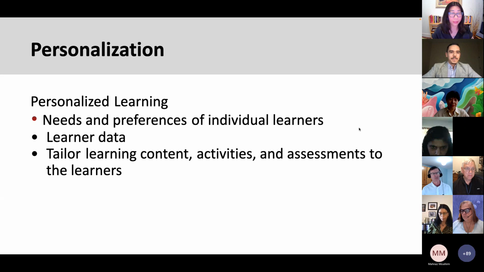So related to the data, again, I'll go through quickly. Personalization is something that we're all excited about, personalized learning, because we now can use the data to better understand the learner's needs and preferences. We have learner data, and we have the ability to tailor the learning content, activities, and assessments to the learners. Next, please.